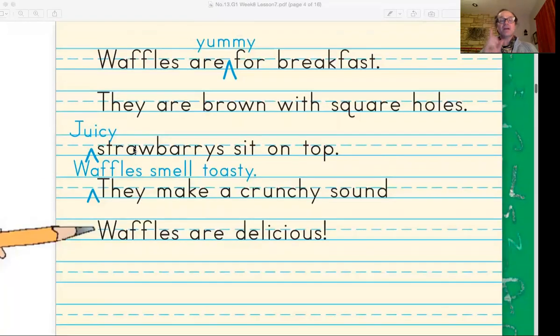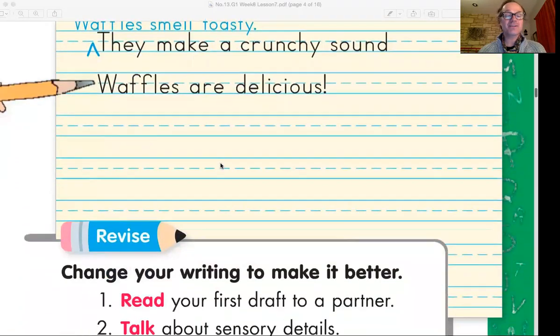So I'd like you to do that. Read yours to a partner, and then think about the sensory words with your partner, and then add a few words to your first draft. Go ahead, do that now. Great. I wish I could see what you're working on. I wish I could see what topic you chose.